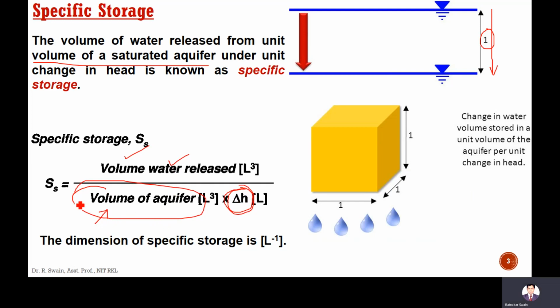So this is specific storage, and the dimension of specific storage is L minus 1, the inverse of length. It means meter inverse, centimeter inverse or mm inverse. So per unit volume of the aquifer, you can see how much water we can extract per unit change in head.